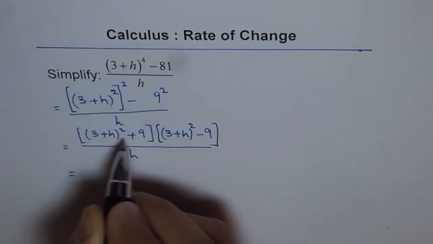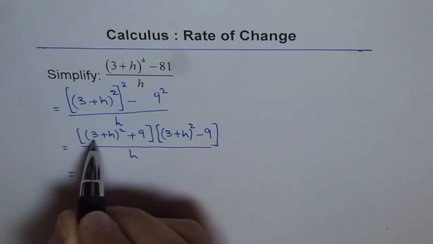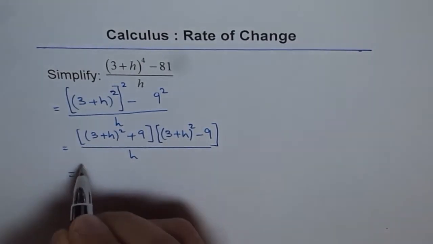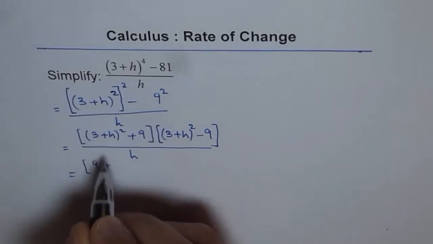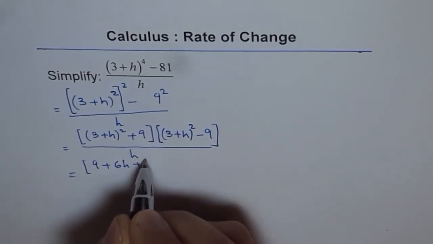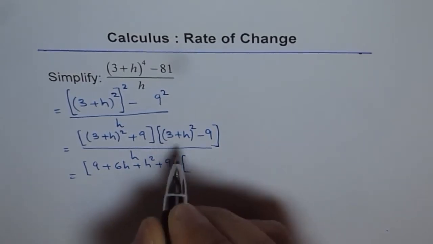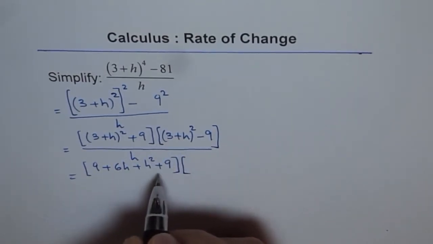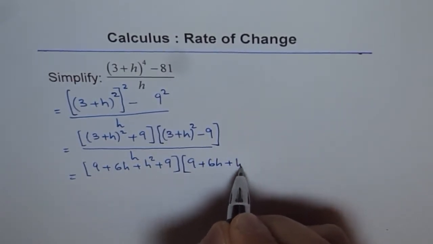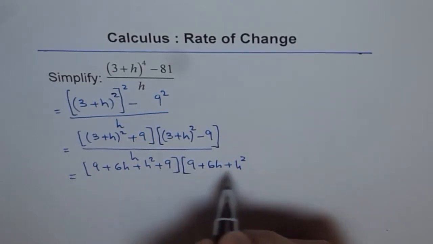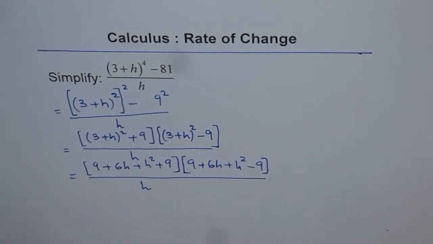Now, let's expand this. If we expand this, we get (a plus b) whole square. That means a square plus 2ab plus b square. And so we get here 9 plus 2 times 3, which is 6h, plus h square, plus 9 we have. That's the first factor. The other one will be, well, that part remains the same, 9 plus 6h plus h square minus 9, and the denominator h.